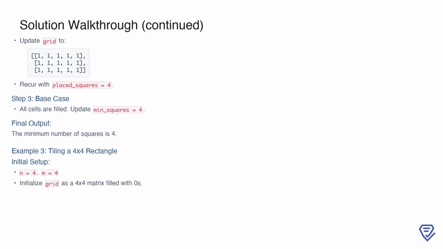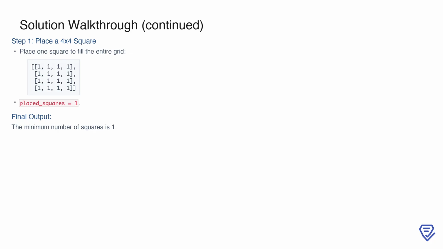Finally, we consider the case of tiling a 4x4 rectangle, which is a square. The process begins by initializing a 4x4 grid filled with zeros. As before, we aim to minimize the number of squares used to completely cover the grid. In the case of the 4x4 rectangle, the simplest solution is to place a single 4x4 square, which fills the entire grid in one step.